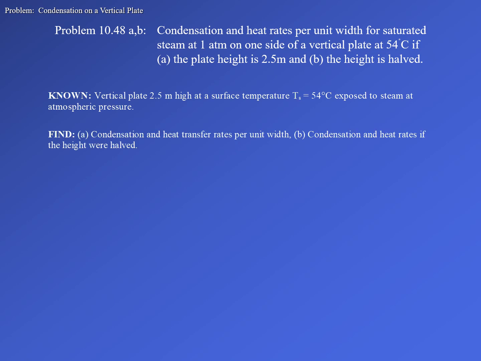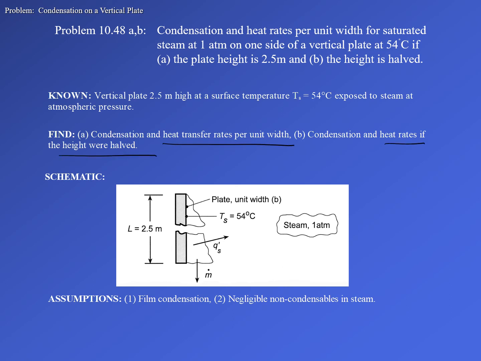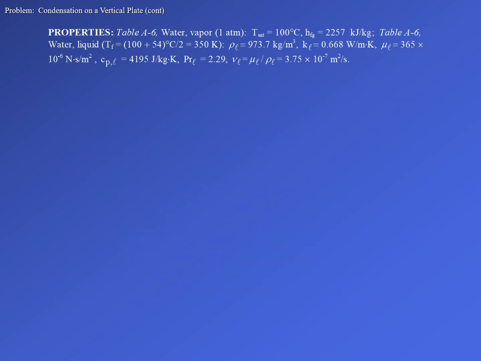Okay, so here's the problem. I won't go into the details, I'll just quickly run you through. You have a vertical surface on which condensation is happening, and you have to find the condensation and rate of heat transfer per unit width of the plate, and if the height is halved, then what is the rate of condensation. Remember that we said that typically the size is reduced for the vertical surfaces, because that prevents the film from growing too large at the bottom.